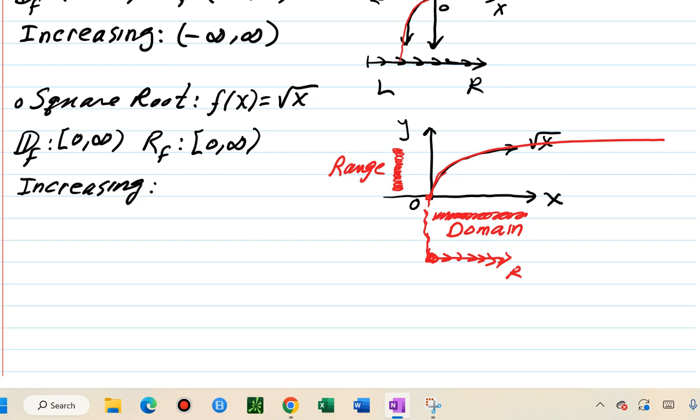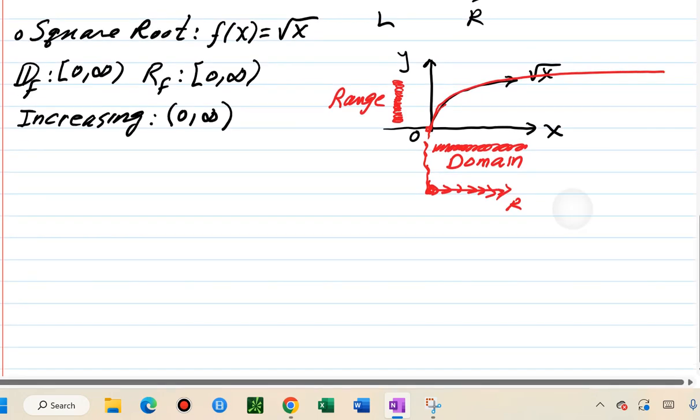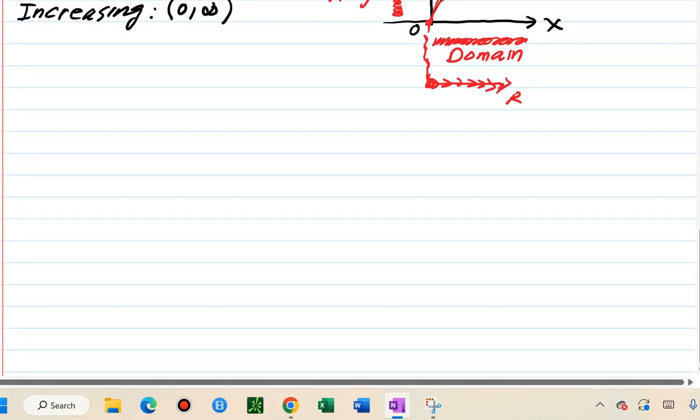And it's like, well, what's the big deal of that? It's good, because we talked about increasing, decreasing, constant, so might as well talk about this idea also. So it's going to be increasing from open interval 0 to infinity, never decreasing. And there's our square root function.